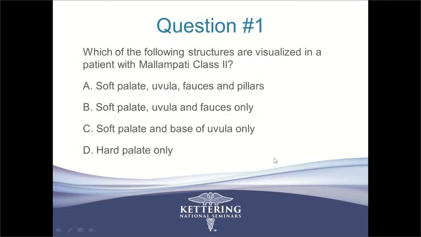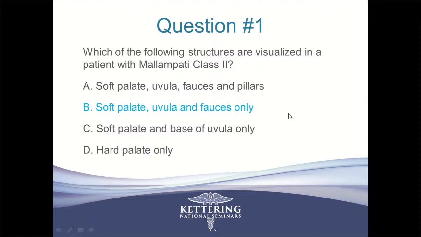Question number 1 says, which of the following structures are visualized in a patient with a Mallampati class 2? Basically this is a rote memory, recall question. You just have to know that it's letter B here. Those are the 3 structures. There's only one structure that's missing out of all of them, which are basically the pillars.